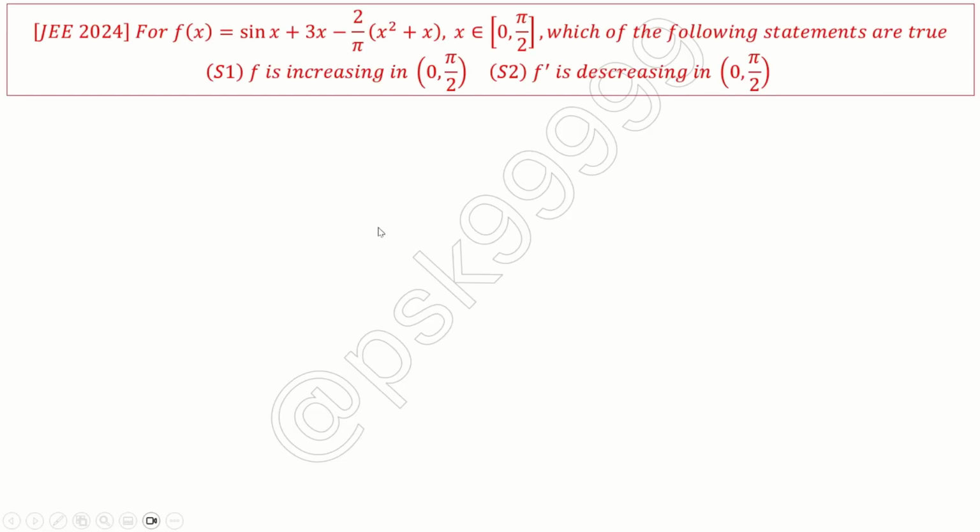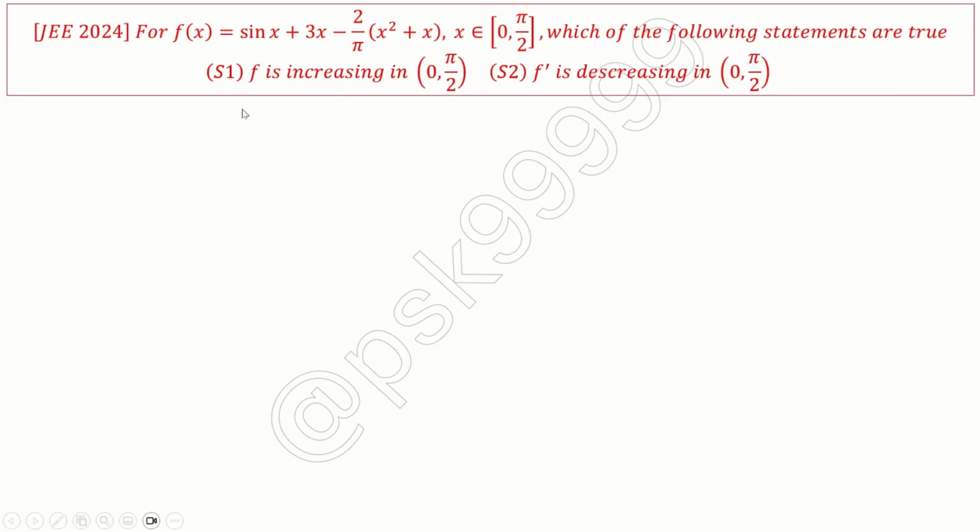Okay. First one: for f of x equal to sin x plus 3x minus 2 by pi into x square plus x, where x is in 0 to pi by 2 inclusive, which of the following statements are true? Statement 1: f is increasing in 0 to pi by 2, and statement 2: f dash is decreasing in 0 to pi by 2. So this is a simple question. Only thing is you need to validate two statements here.